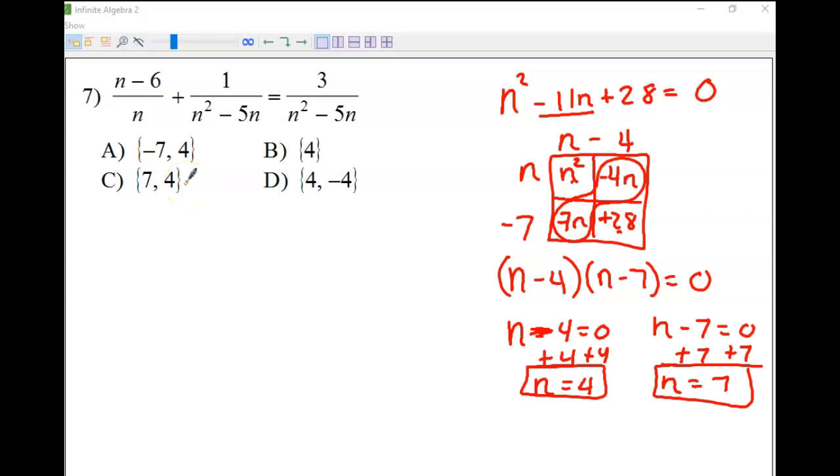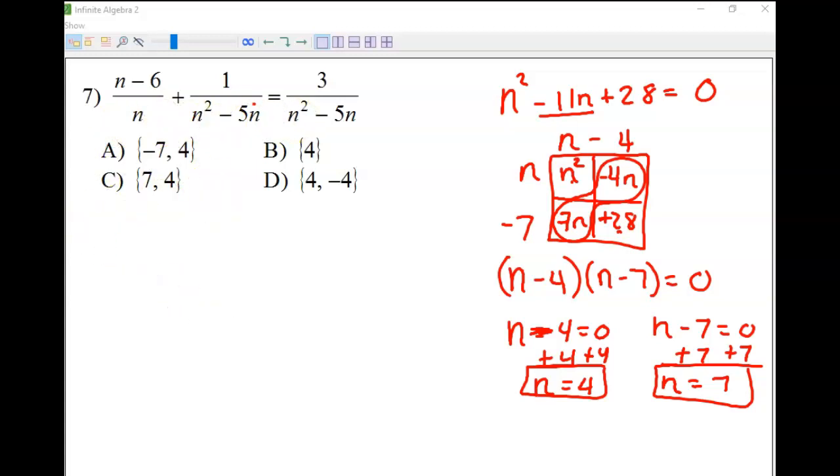So we actually should take the time to check it. Right now the answer looks like it's this. If you were to plug in 4 here, you would get 4 squared minus 4 times 5. That would be 16 minus 20. So that's not 0. So we're good with 4. So we know we can keep 4.